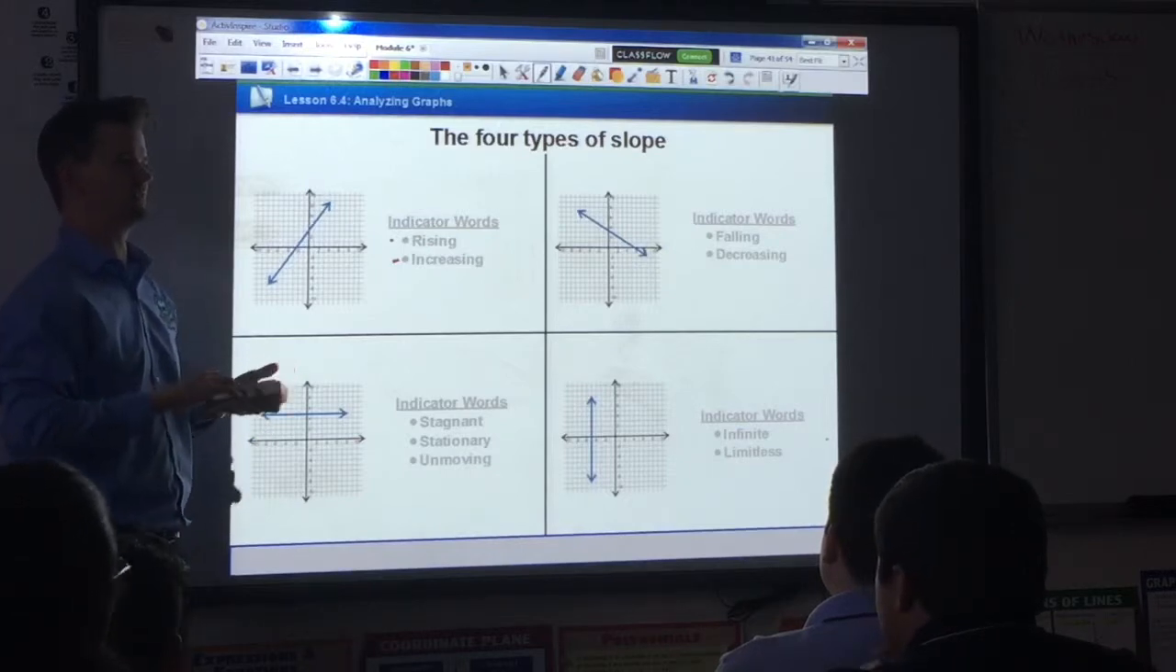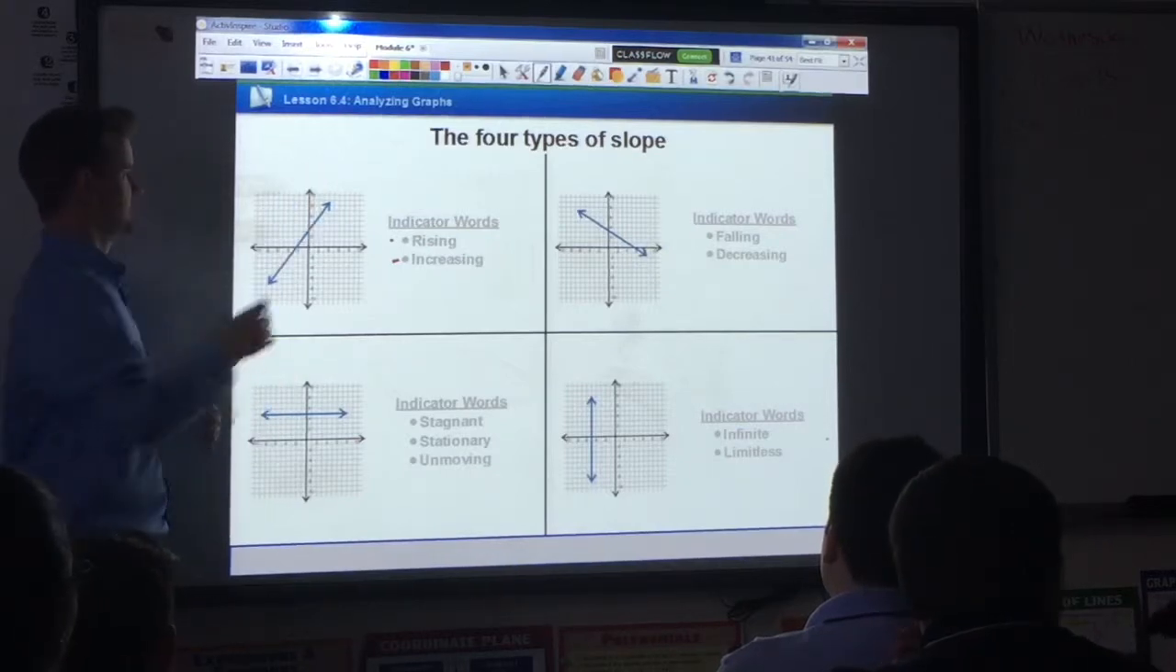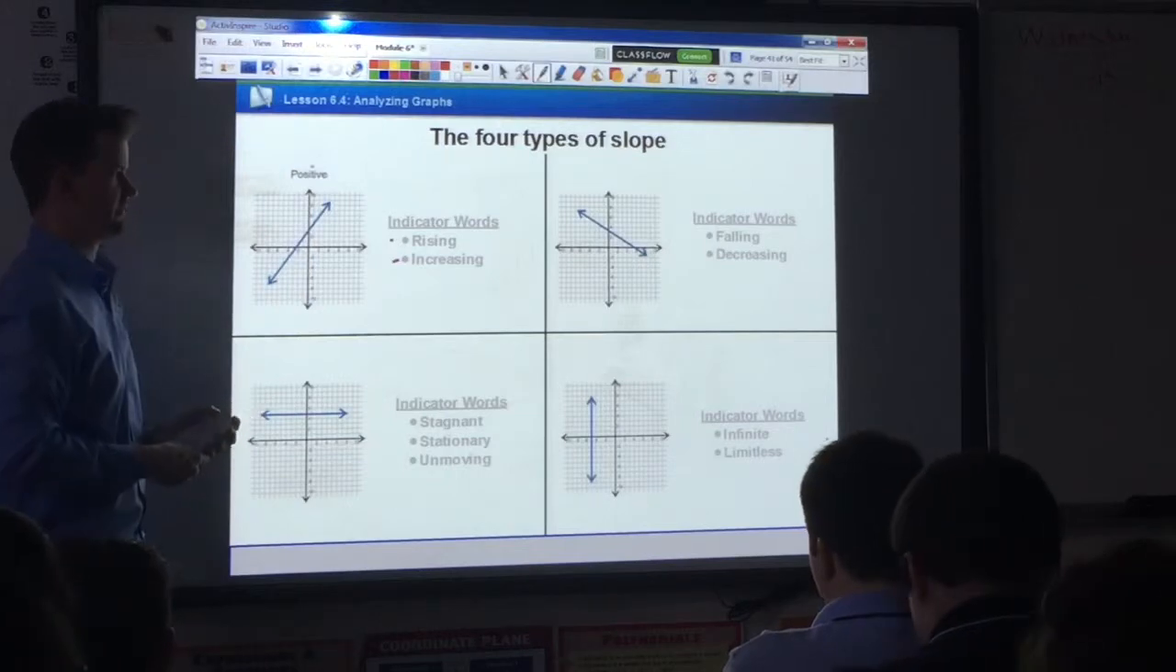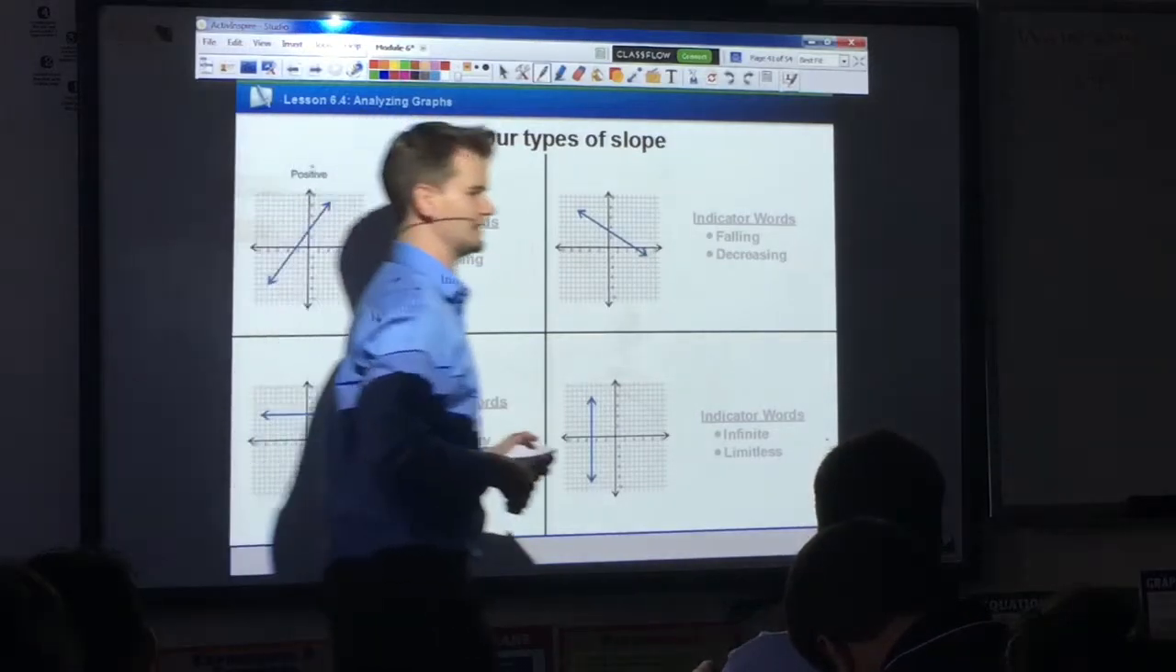What type of slope is it, Alicia? What type of slope is this? That is, in fact, positive slope. That's positive slope, indicated by words like rising, increasing.